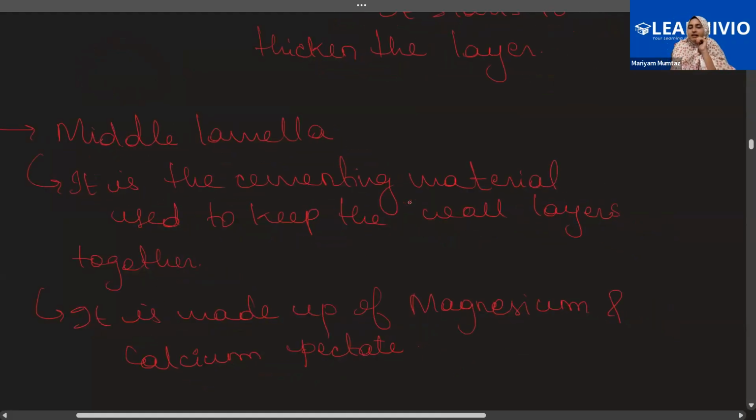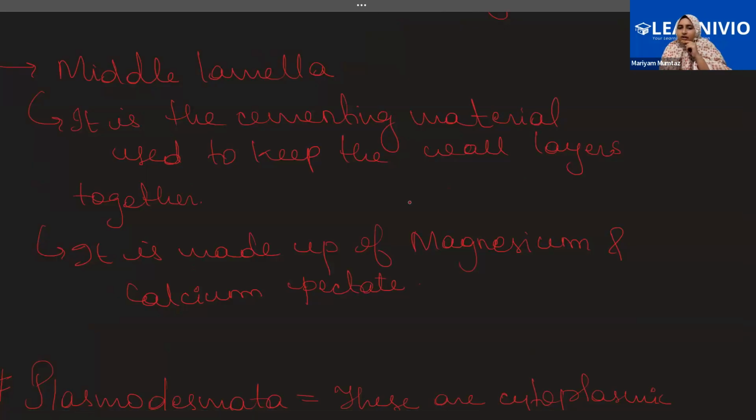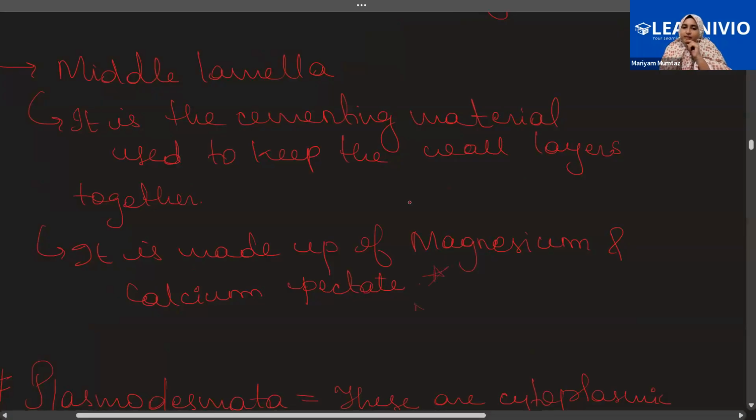So the middle lamella is the cementing material, or sort of a gluing material, to keep the wall layers together. It is important to note that it is made up of magnesium and calcium pectate. Clear? Yeah.